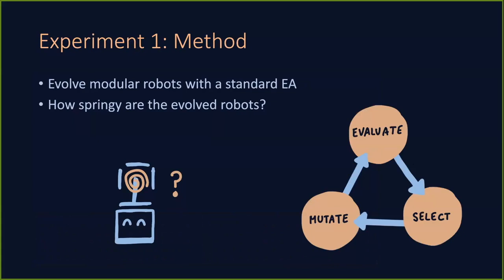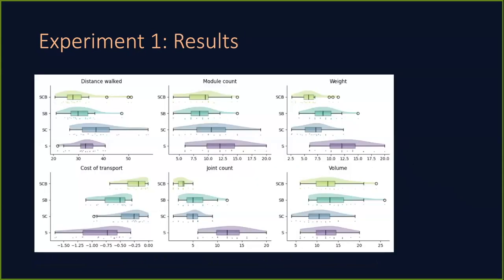So on to the experiments. Our first iteration was to just try the straightforward approach of evolving modular robots with a standard evolutionary algorithm and see what happened, whether these robots evolved springy. So I'll just move on to the results.